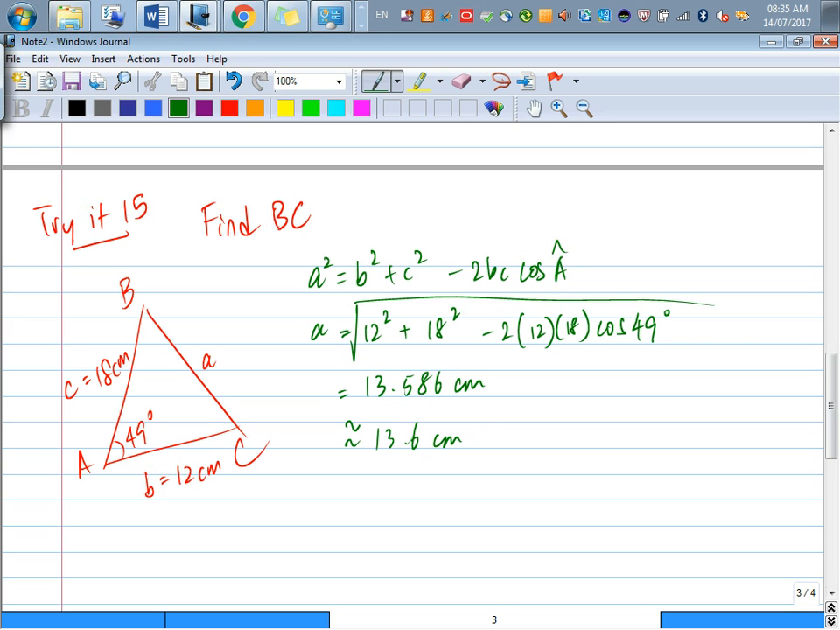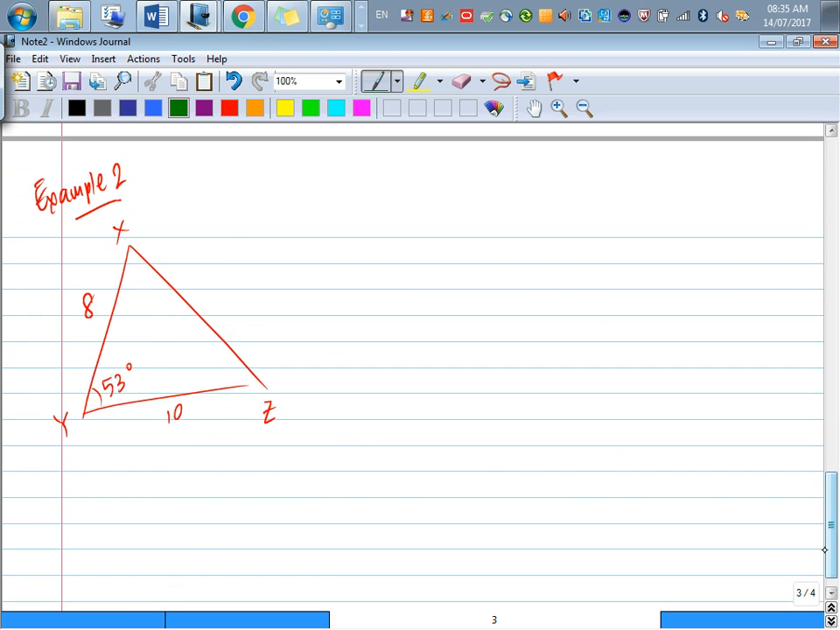Then I want everybody to try my example over here. This is my example. Copy this down in a blank space. Could be the top right hand corner of your textbook, could be on your notes. This example over here. In this case, I don't have A, B, C. So you need to substitute accordingly into your cosine rule. Because not every time they will give you A, B, C. Could be X, Y, Z. And I want you to find this X, Z.